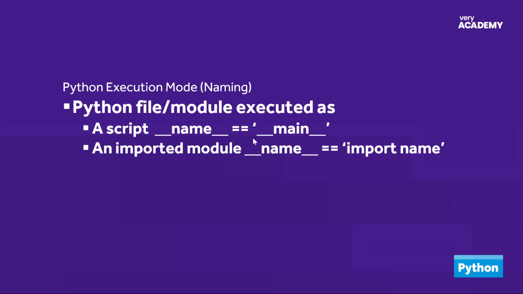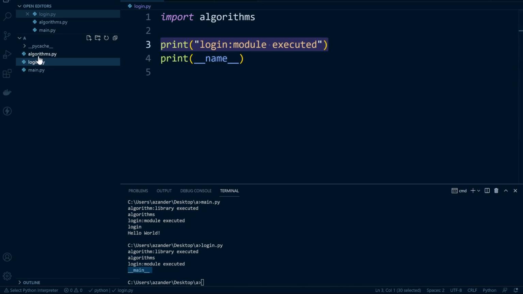So just to summarize this, Python execution mode, naming. If, for example, we were to load a script, in this case main, then the variable name will be assigned to main. If we import a module, the variable name will be set to the import name. So in our scenario, that was algorithms and login.